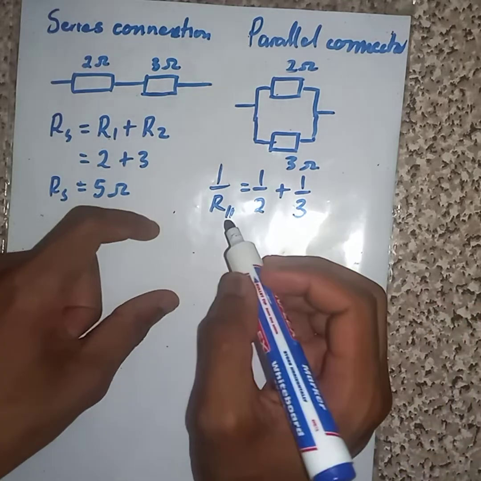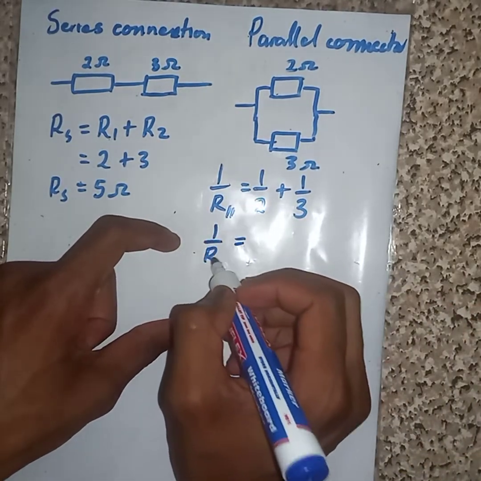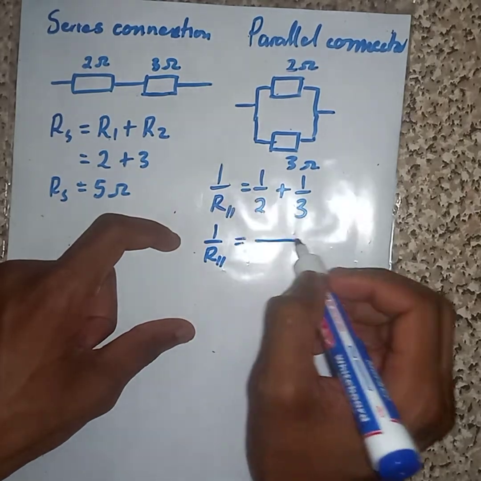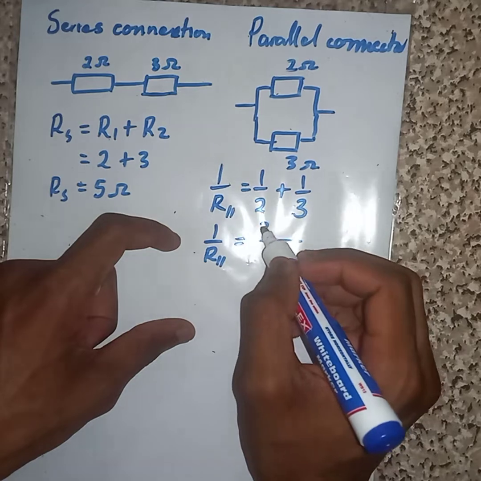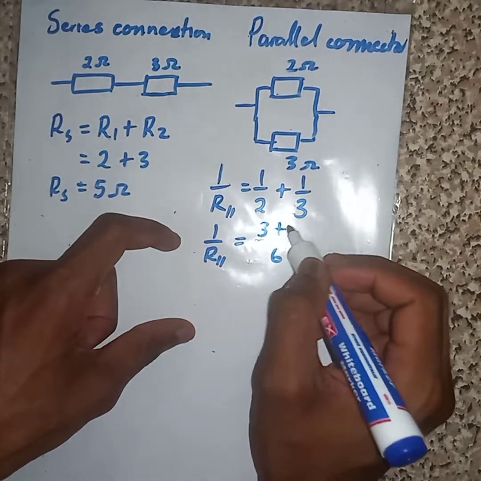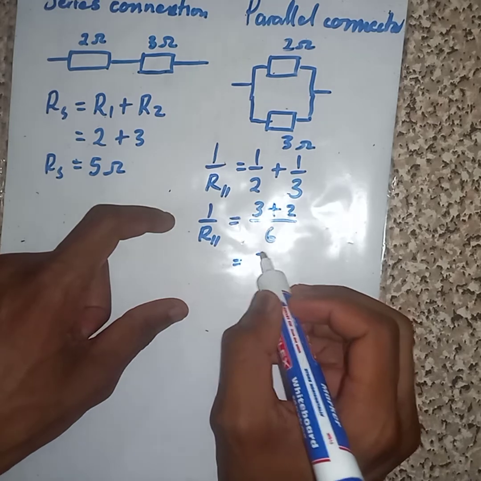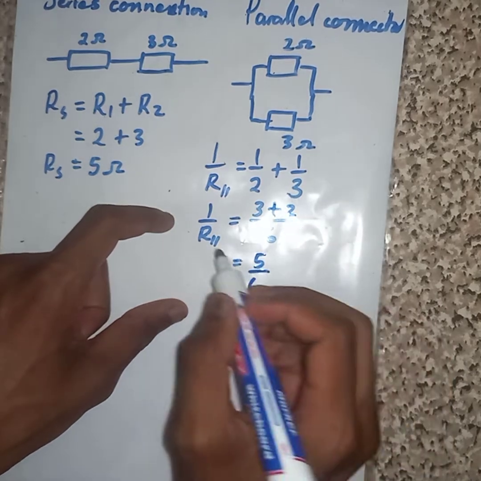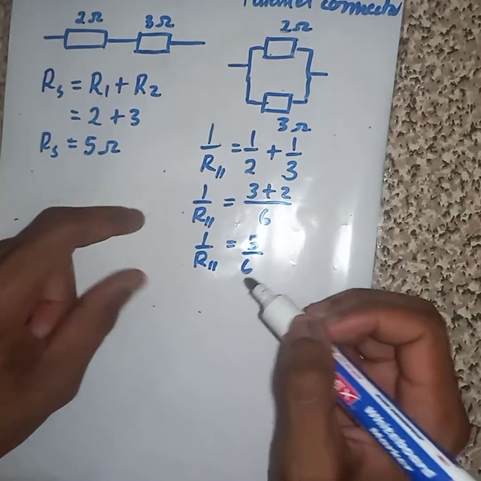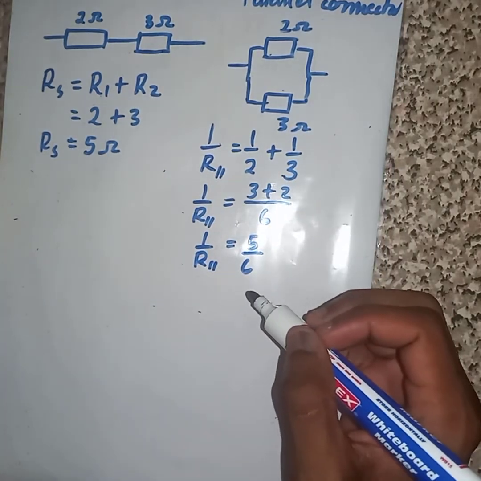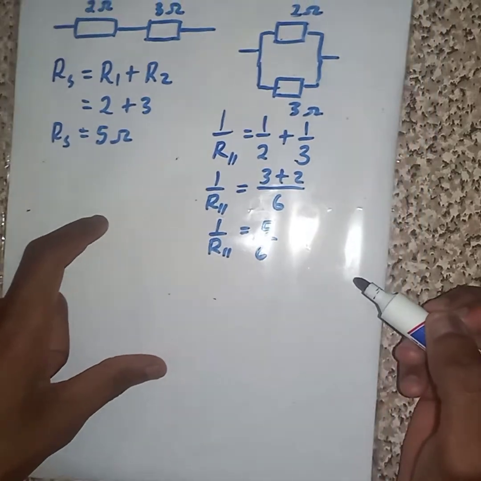Then okay, from here let us simplify. It's going to be this multiplied by this 6, you get 3 plus 2, your final answer. So far we are going to get 5/6. You can just use your calculator if you want to. Now from here we haven't found our final answer at this point.